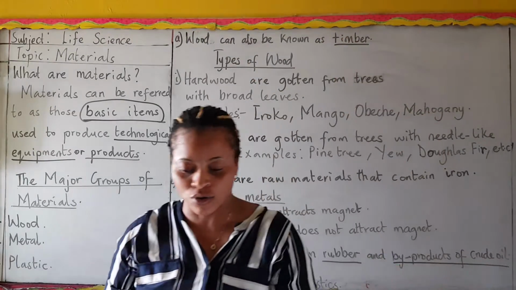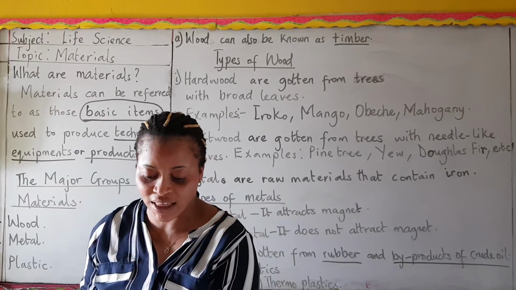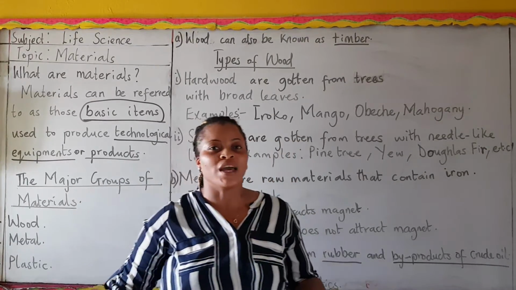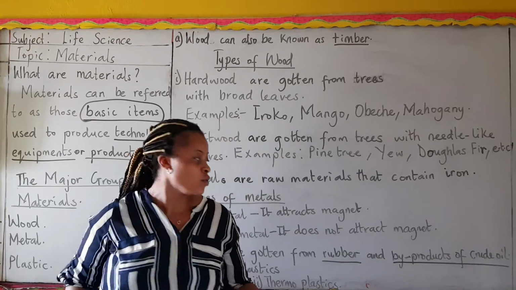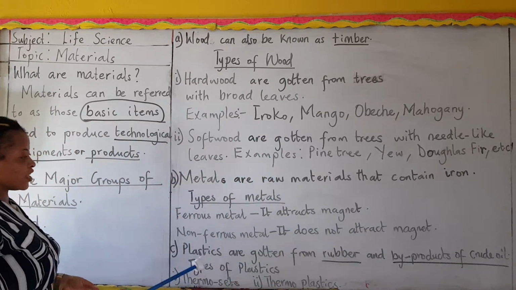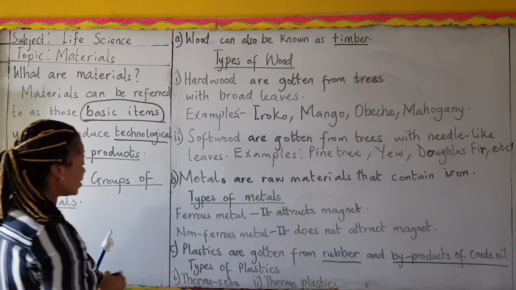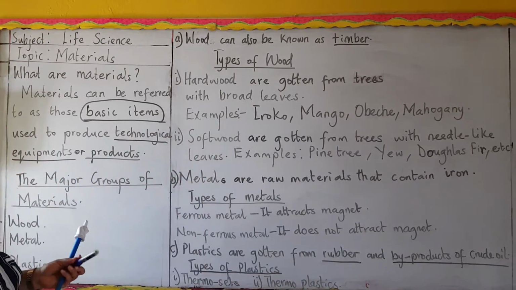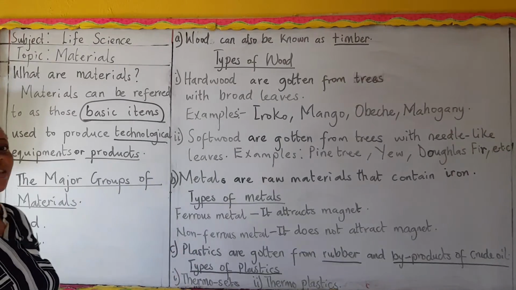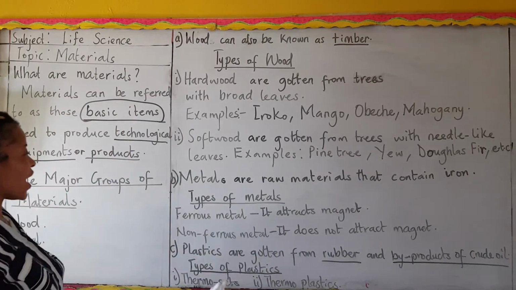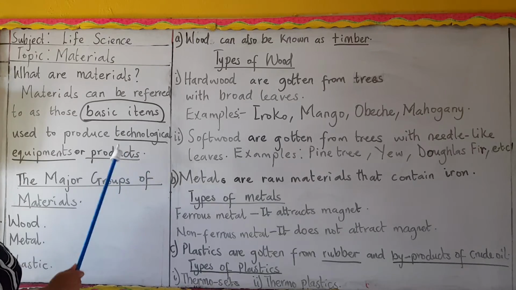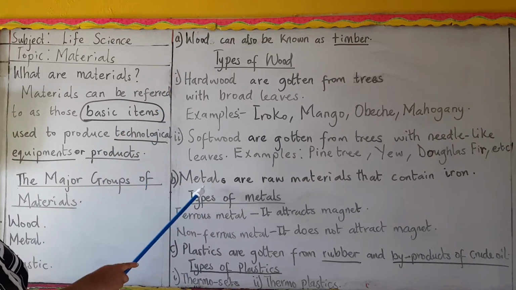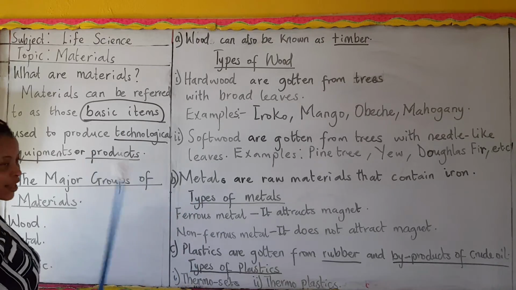Okay. So good. This is all we want to learn in this section. This is all we've learned for today's class. We've learned about the raw materials, and then the byproducts from them. The byproducts are the things I showed in the picture, which I called the technological products. And the basic items are wood, metals, and then plastics.